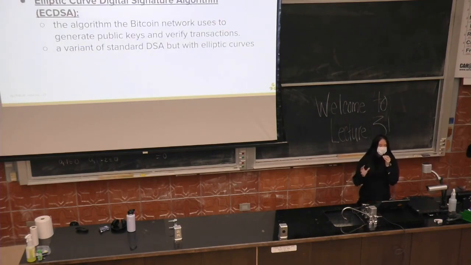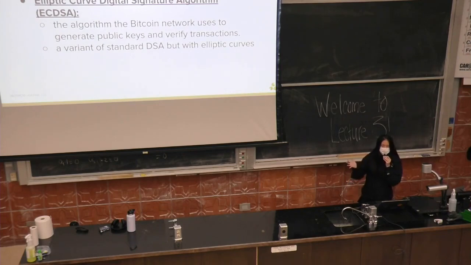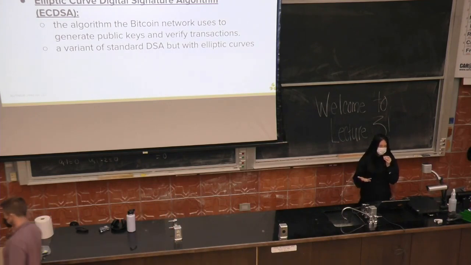So in order to generate a public key from a private key, we use something called the elliptic curve digital signature algorithm. We'll go into the details about this a little bit later, but this algorithm is essentially what Bitcoin uses to generate public keys from private keys.